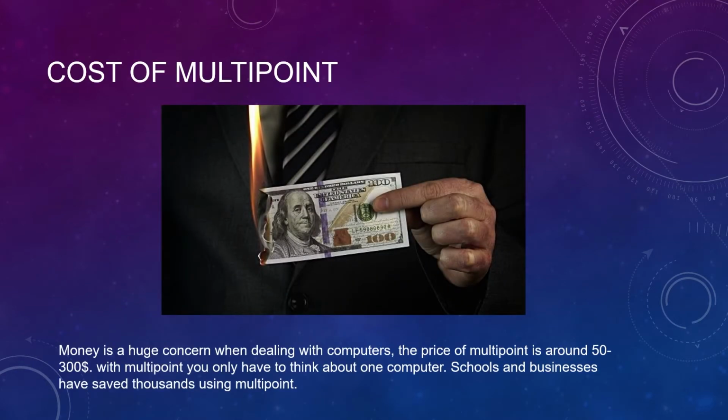The last point I want to talk about is the cost. A huge problem with computers is the amount of hardware needed to run these systems. For example, network switches, cables, CPUs, hard drives. But with Multipoint, you can reduce this cost by the thousands. I've heard of many stories of schools and businesses which have saved roughly around $100,000.